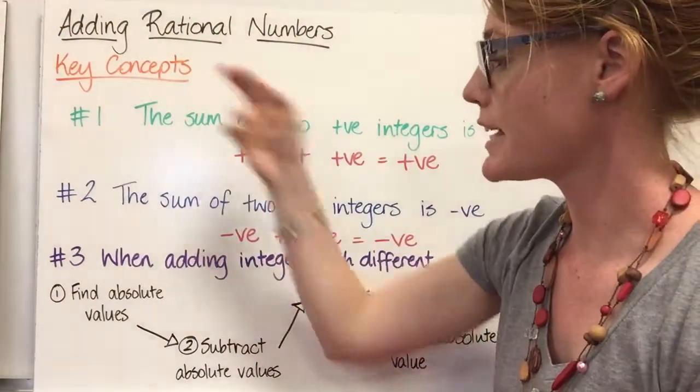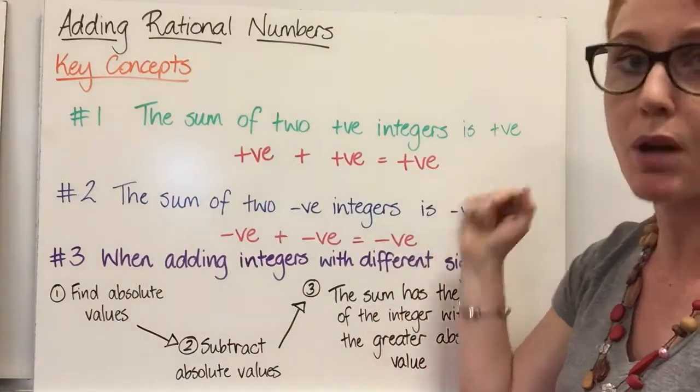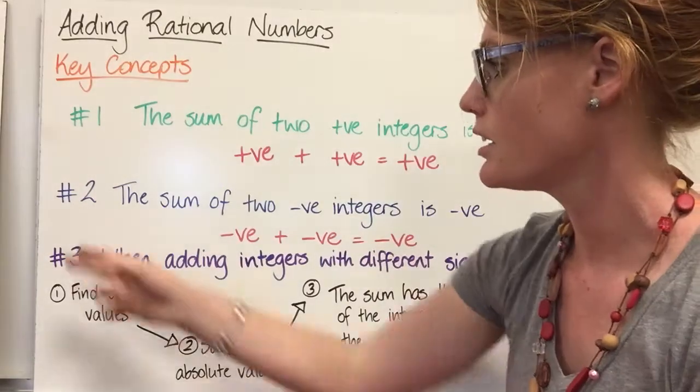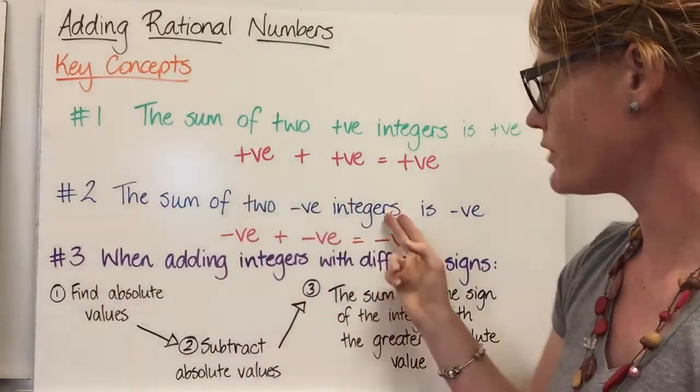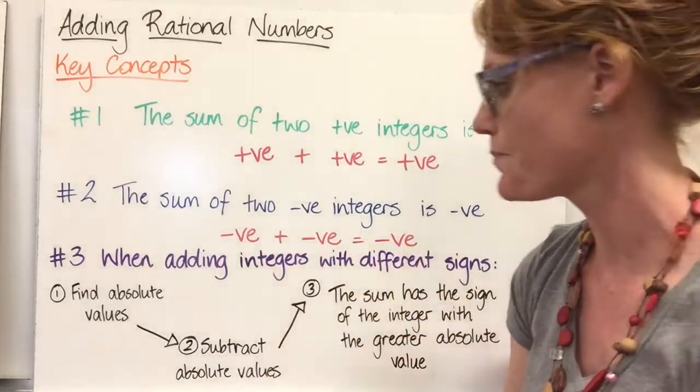Adding rational numbers, key concepts. Firstly, the sum of two positive integers is positive. A positive plus a positive equals a positive. Number 2, the sum of two negative integers is negative. Negative plus negative equals negative.